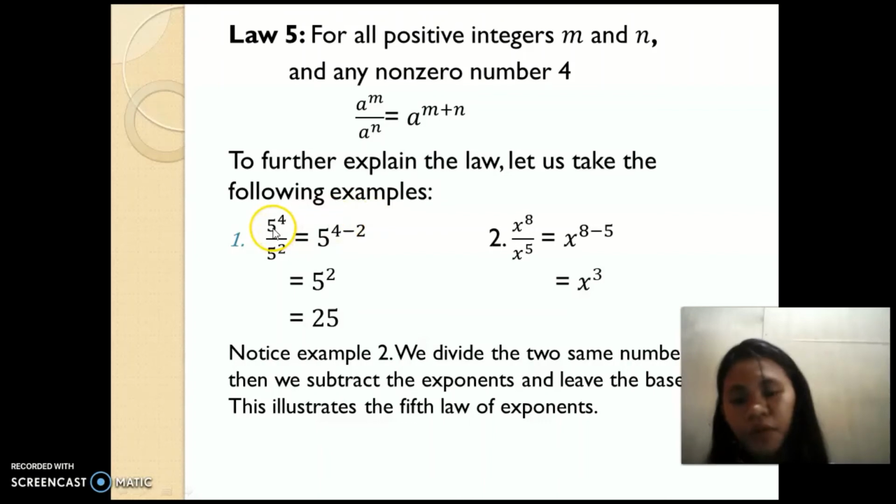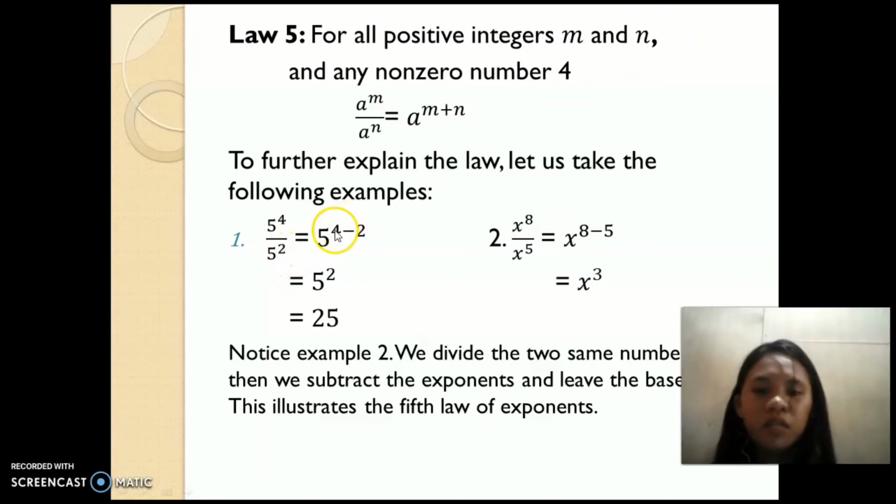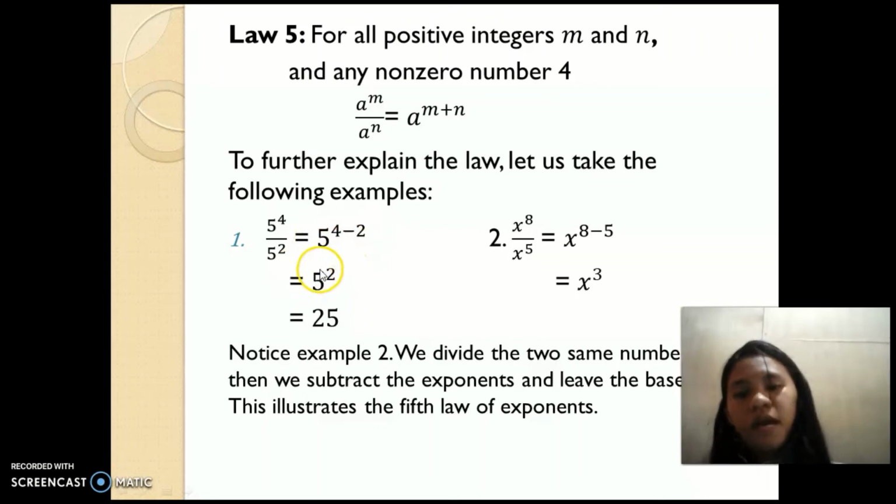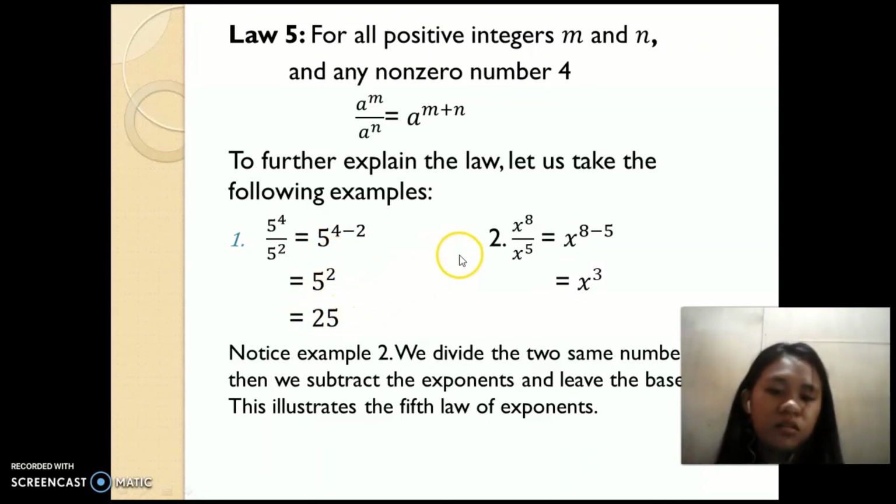We have 5 raised to 4 over 5 raised to 2 is equal to 5 raised to 4 minus 2. If in law number 2 we add, here we are going to subtract the exponents. So 4 minus 2 is 2, and we have 5 raised to 2. 5 times 5 is 25.